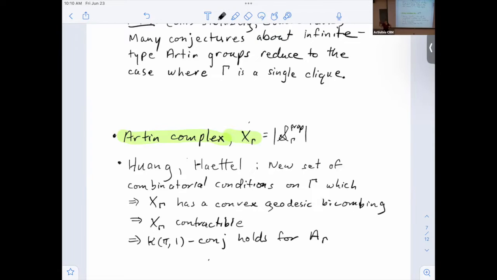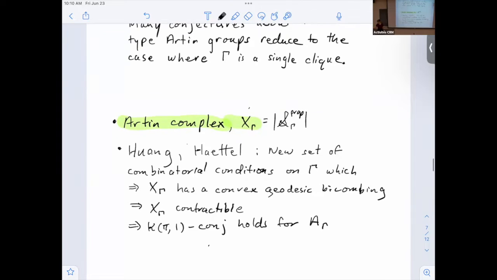I said in the CAT(0) case, we had unique geodesics, so we could contract by picking a base point and sliding everything down along the geodesics to the base point. Now we don't have unique geodesics, but we have a preferred choice of path between any two points, and these paths behave nicely with respect to each other. So again, we can contract along these paths and get that our space is contractible. The arguments are slightly different than in the Deligne complex, but once you show this thing is contractible, you can also deduce the K(pi,1) conjecture.